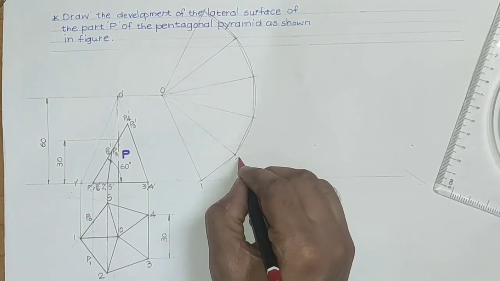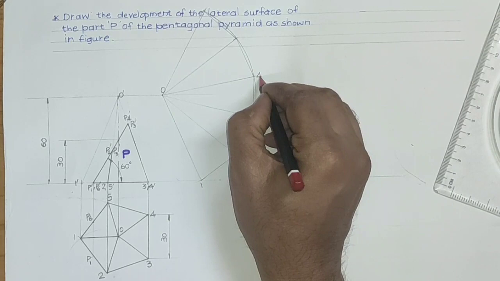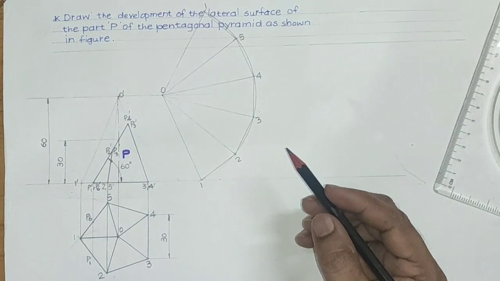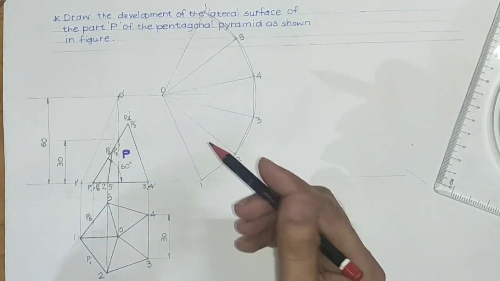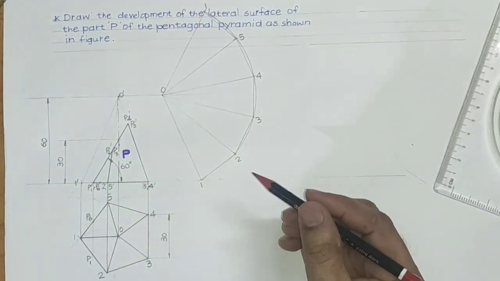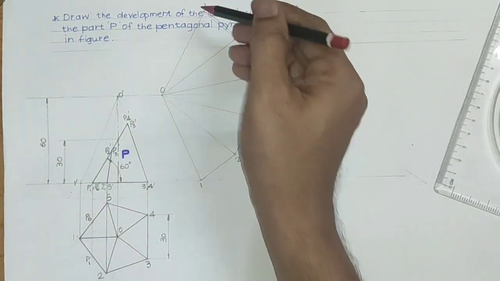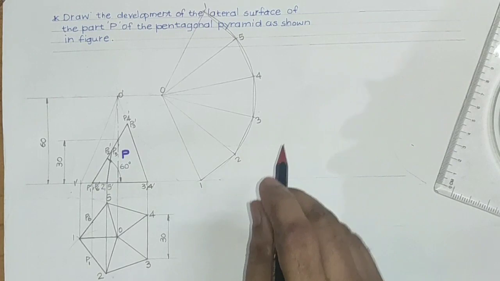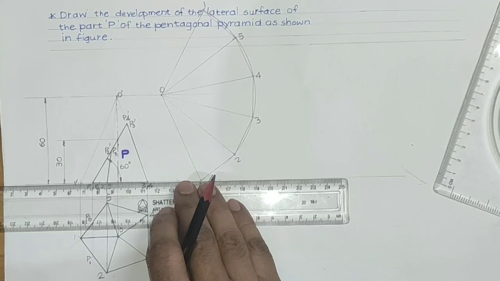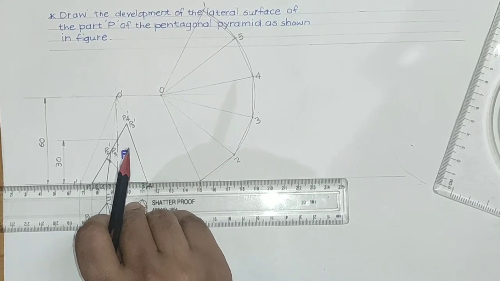This point is 1, 2, 3, 4, 5 and again 1. Initially starting and ending points will be at the same point, but after opening these 2 points will be separated. Now let us transfer all the cutting points in front view on the true length of slant edge.